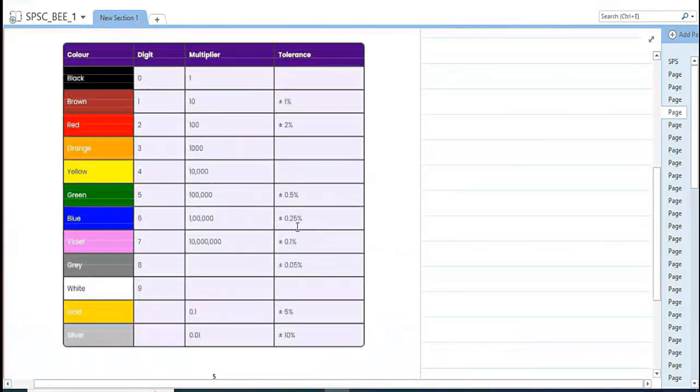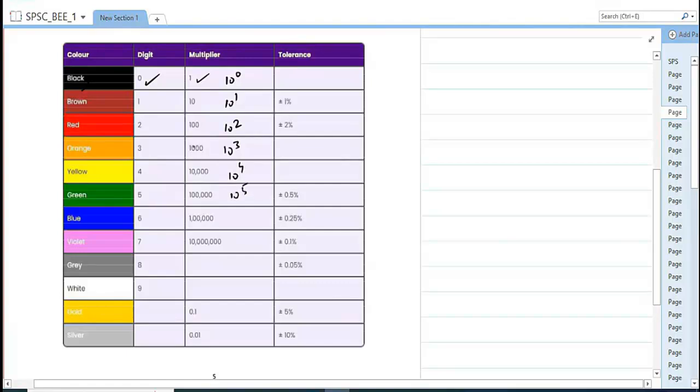You can see for black color, what digit will you use? 0. And what multiplier will you use? 1. 1 means what? 10 to the power 0. Here 10 means 10 to the power 1, 10 to the power 2, 10 to the power 3, 10 to the power 4, 10 to the power 5.